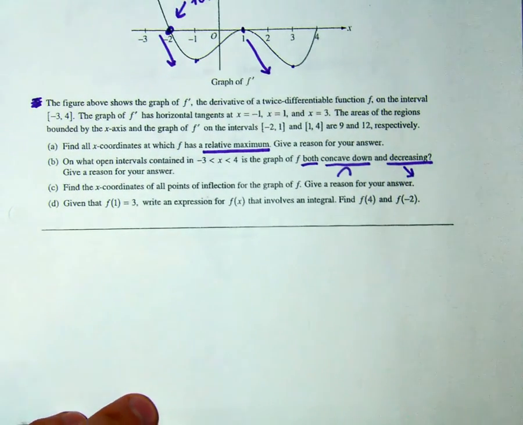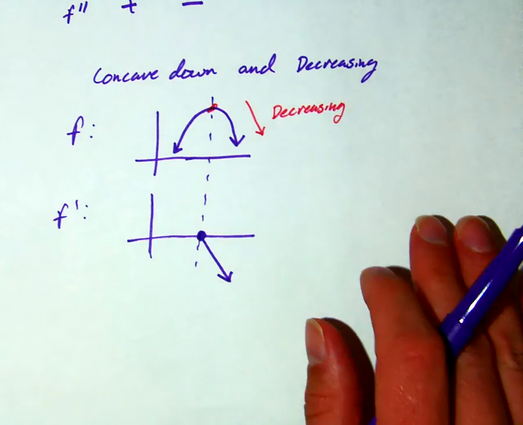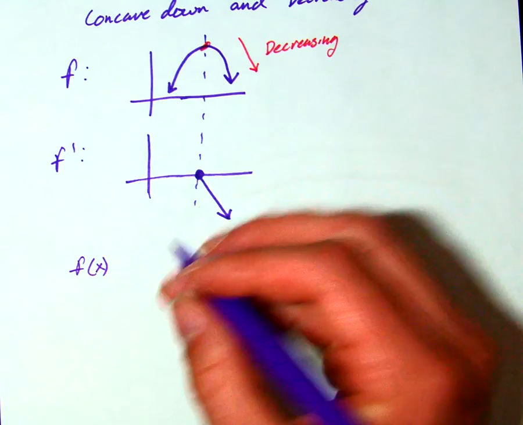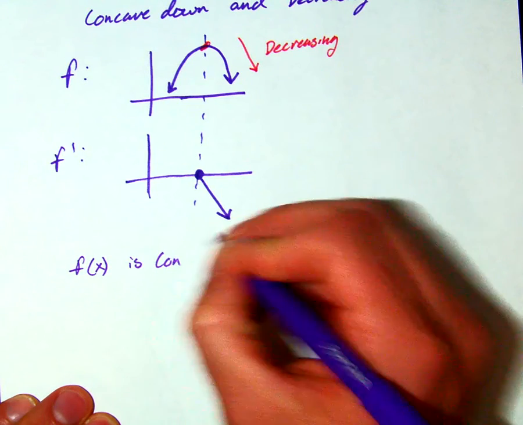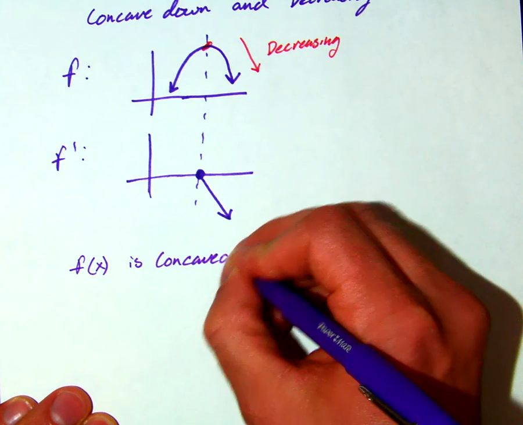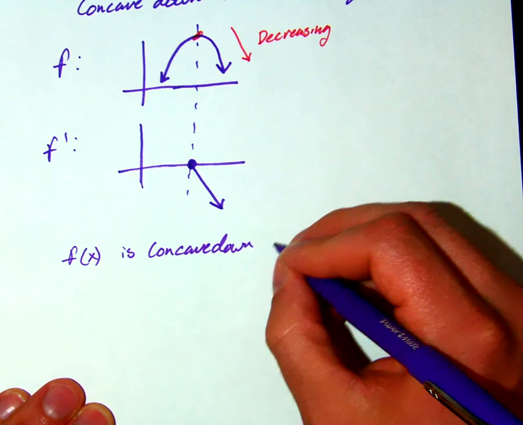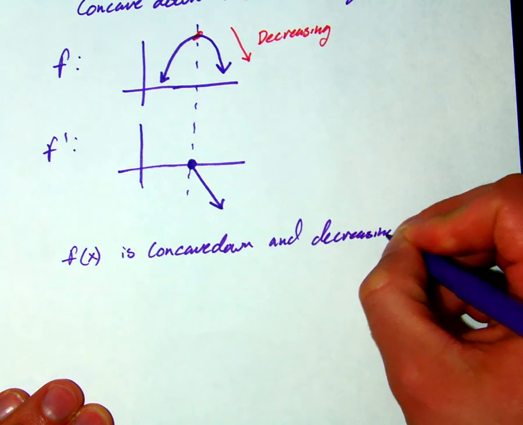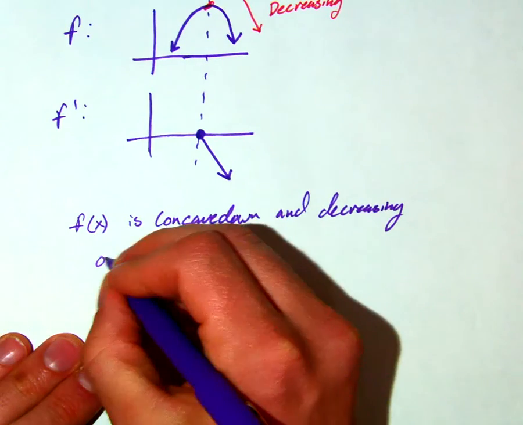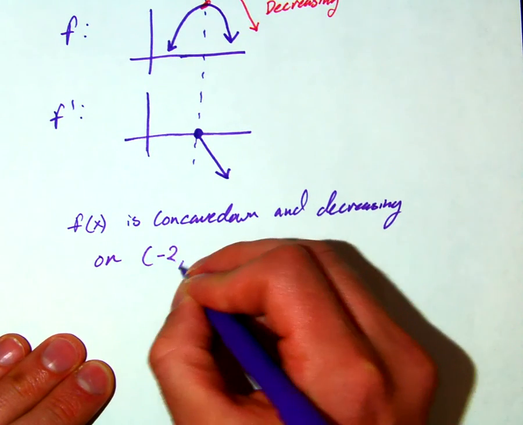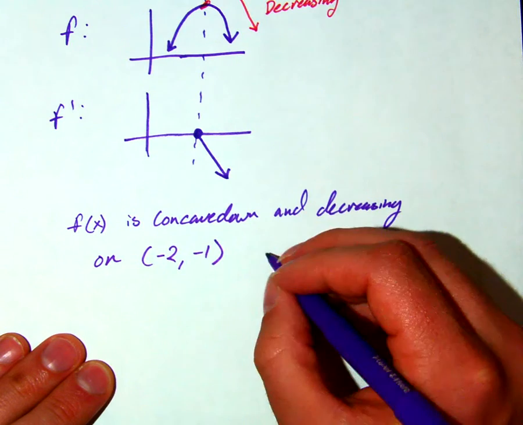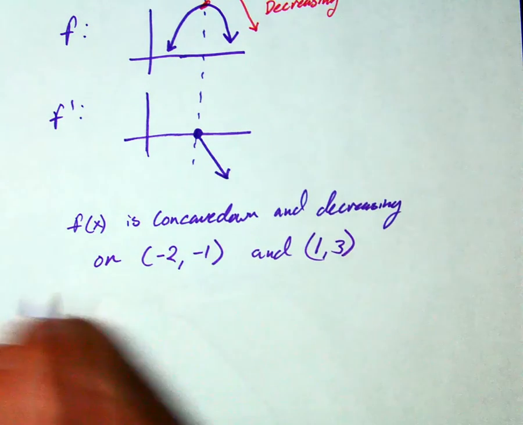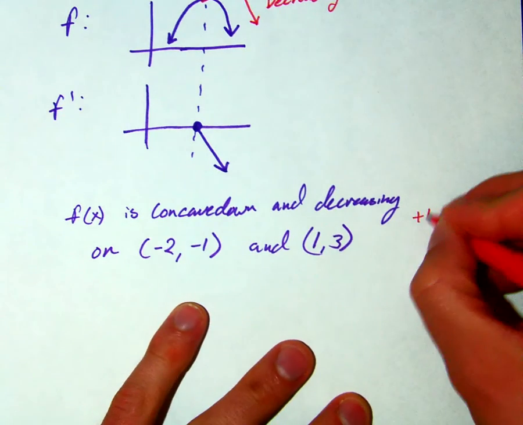So here's how I would answer this question. I would say f of x is concave down and decreasing on -2 to -1 and 1 to 3. And that's +1.